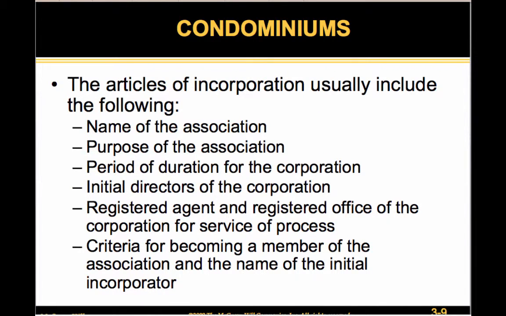Here are the specific criteria that must go into the articles. They usually include the name of the association. So the association of the subdivision where I live is Pleasant Hill Subdivision Homeowners Association. The purpose of the association. The purpose of this association is to administer the covenants and rules and regulations of the condominium building.